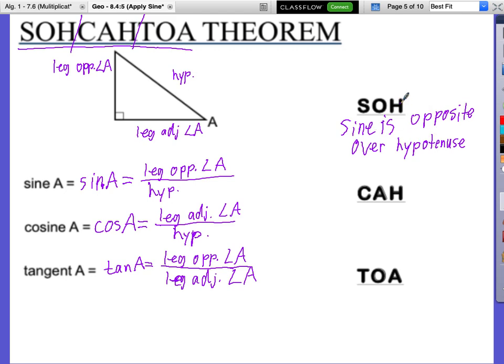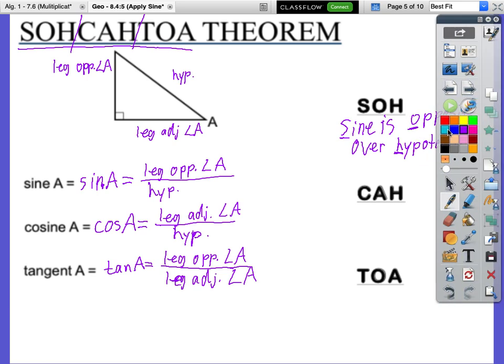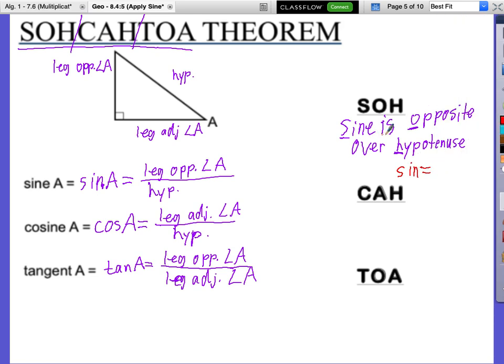Where do we see the S in this? Sine. Where do we see this O? Opposite. Where is this H? Hypotenuse. Sine is opposite over hypotenuse. One way we'll often abbreviate this as we write it, I'll write it here in the red: sine equals, because that's "is," and we'll just put opposite over hypotenuse like that. It's still saying sine is opposite divided by hypotenuse.